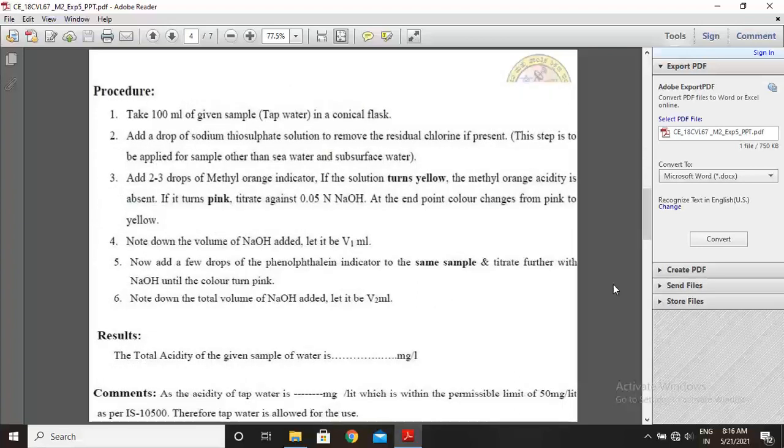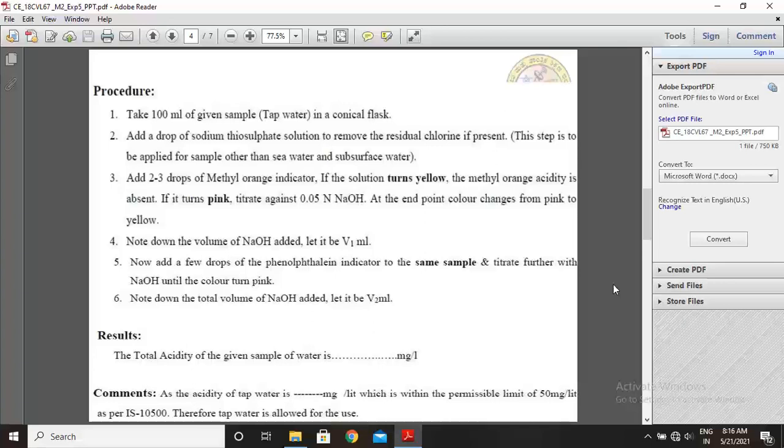Procedures. You follow the procedures, then we get the required results of the experiment. First step, take 100 ml of given sample, that is tap water, in a conical flask. And second step, add a drop of sodium thiosulfate solution to remove the residual chlorine if present.